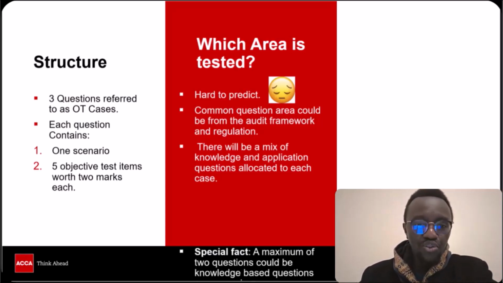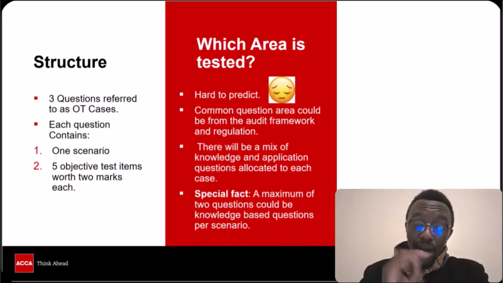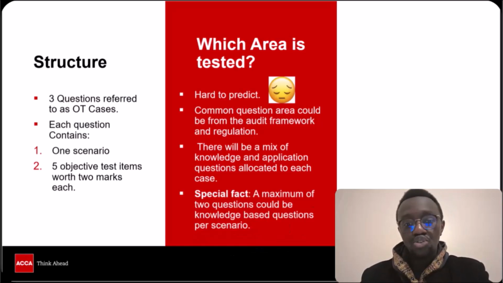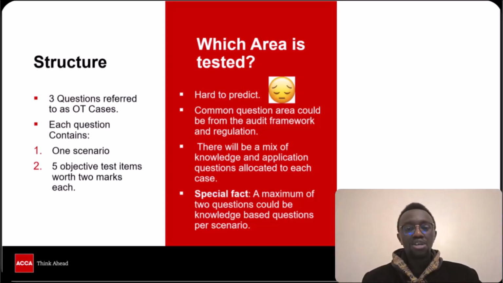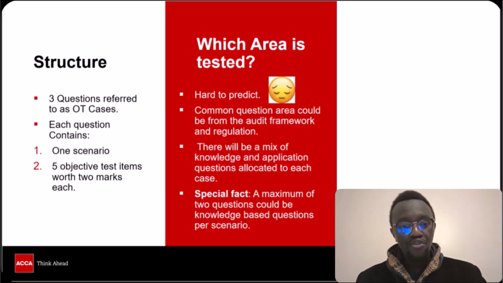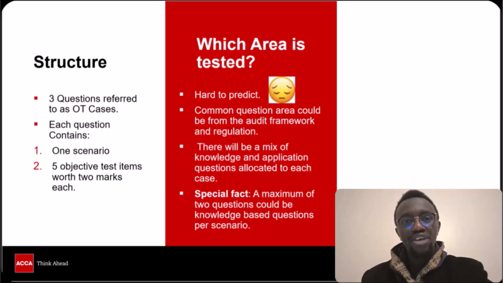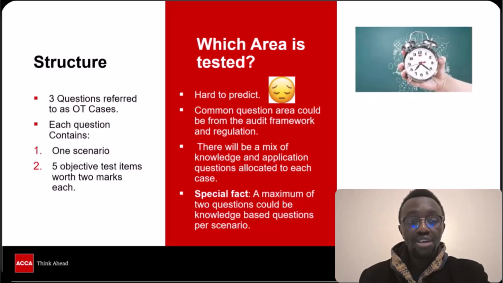Now, what is a special fact for me here? A maximum of 2 questions could be knowledge-based questions per scenario. A maximum. So I want you to imagine you have 5 questions, and out of those 5 questions, about 2 of them maximum could be purely knowledge-based. Now, Roger, what do you mean here? We'll be looking at a few examples just to give you a very clear understanding of what I'm trying to mean.